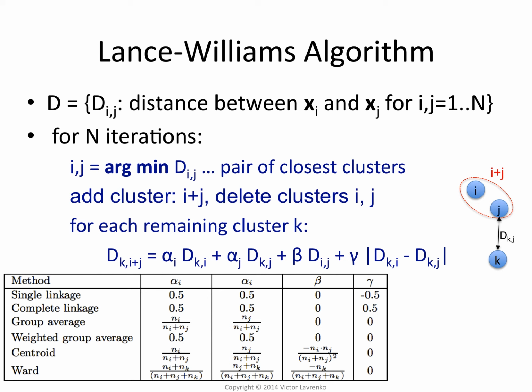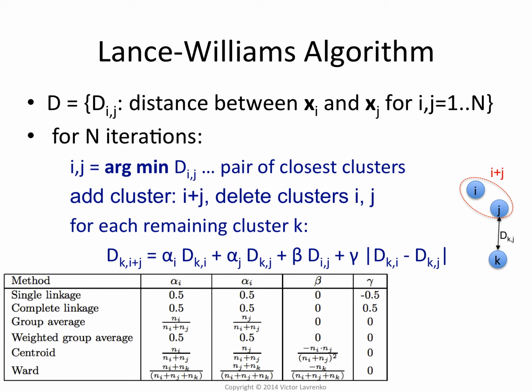Okay. So I had my cluster K, I had my cluster I, and I had my cluster J. Now, what I've done is I've merged the I plus J. But let's look at what was there before. Before that, I had the distance from K to I and the distance from K to J.